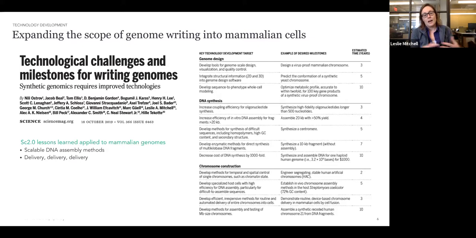So today I'll just talk about two key aspects of SC2 that we've taken learnings from and converted to thinking about how to apply them in mammalian genomes. And that is scalable DNA assembly methods supported by automation. And then what I'm calling delivery, which is the endless challenge of how do you efficiently get DNA into cells, in particular mammalian cells.